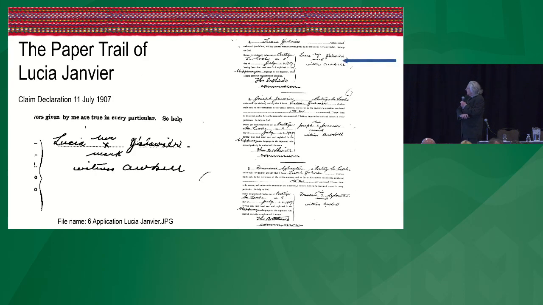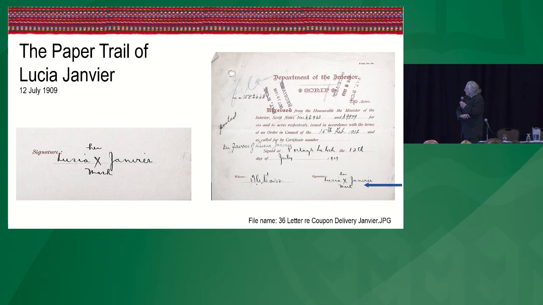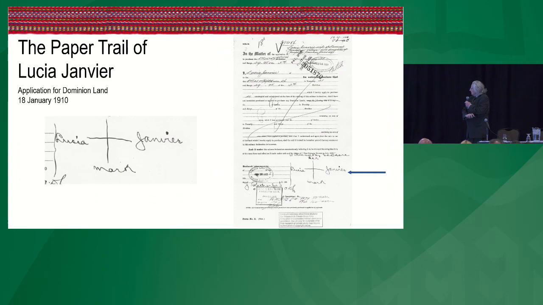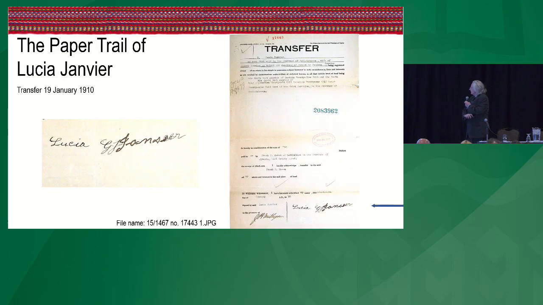Lucie Janvier, this is her signature, her X. This is on the receipt. This is applying for Dominion land. She's up the image of her X. The very next day, she went home and studied, and now she has a signature.